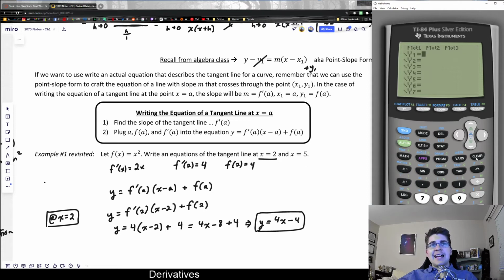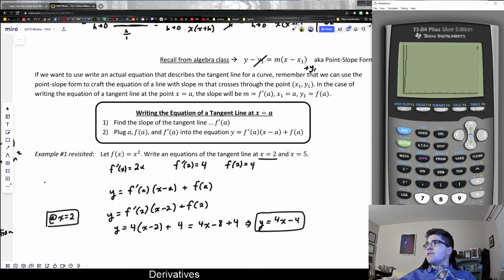So in the TI-84, we can always just type in the original function, y is equal to x squared. That's that. And the tangent line is the equation y is equal to 4x minus 4. So you can just type one of them into y1 and the other one into y2.